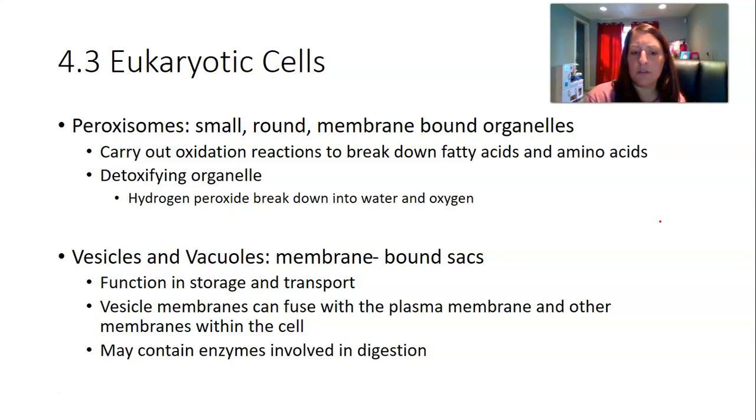Some vesicles may contain enzymes involved in digestion. And then vesicle membranes can fuse with the plasma membrane again, and they can fuse with other membranes in the cell. So if there's a vesicle involved in transport, it will be able to fuse with other membranes inside your cell. I'll show you some pictures of that in a minute.